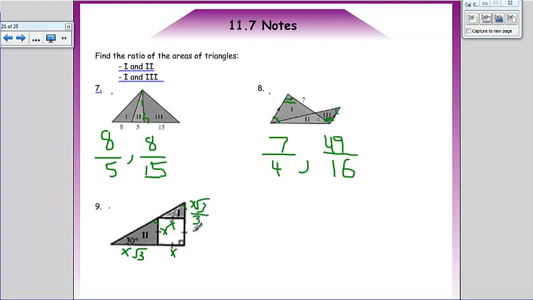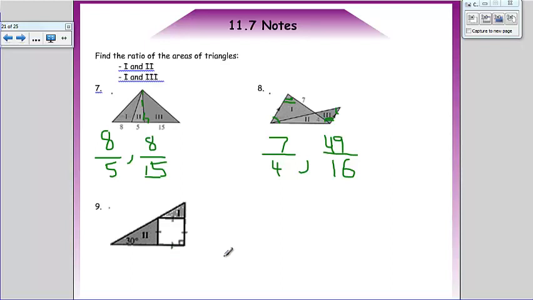And now, if we want to compare them, there's basically two ways that we can look at this. We do have similar figures here. Oh, don't even need that.